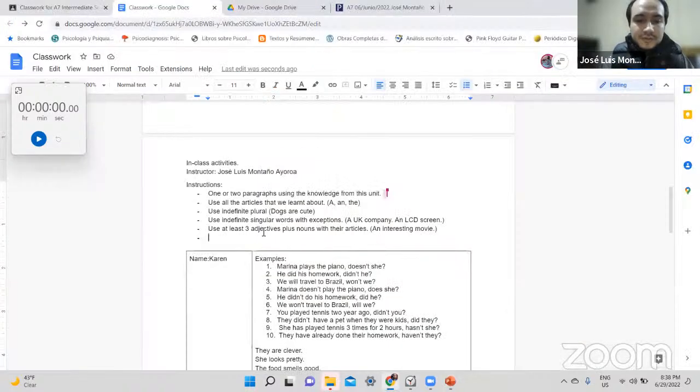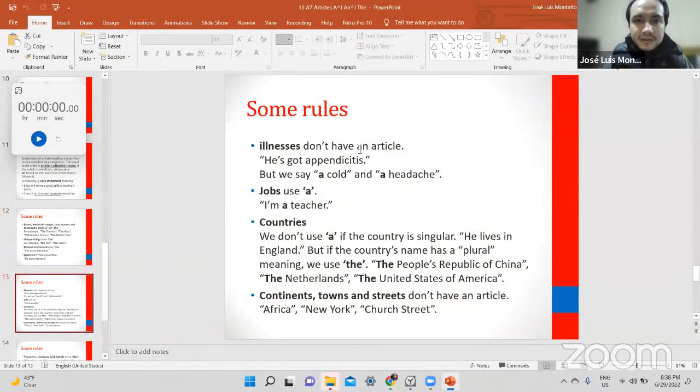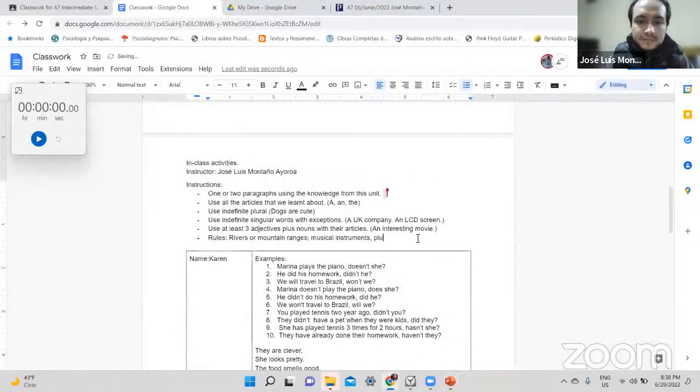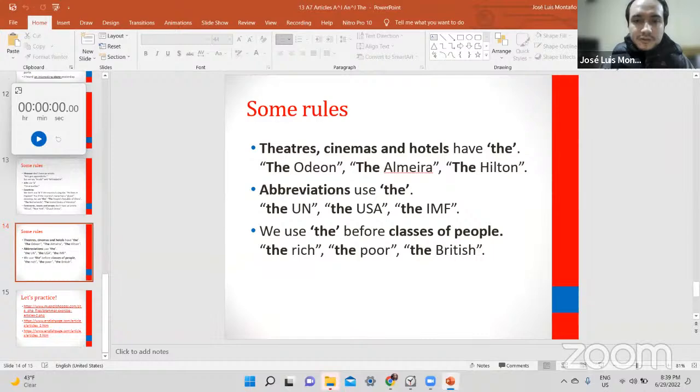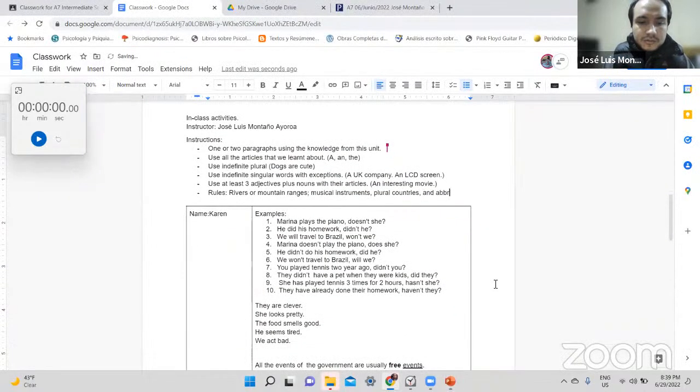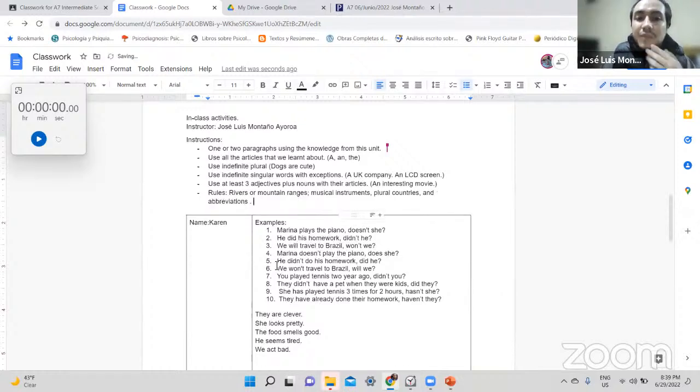So in terms of rules, these are the rules that you have to use. Rivers or mountain ranges. That's one. Then let's use also musical instruments. That's the rule for that one. Then just a couple more. No, it only says no. Countries. Plural countries. And abbreviations is going to be. Okay, good. So that's what we have to do.